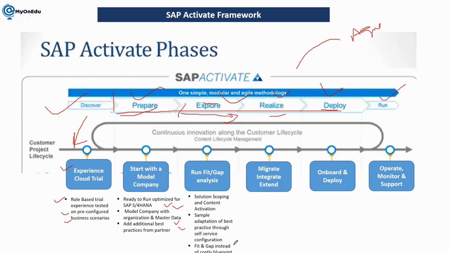Here we will do the fit and gap instead of a costly blueprint. So what we are doing is fitting and finding the gap. We used to call it fit to standard also. It means whatever we have in hand as of now, how it fits your business process, and whatever gap is there, we note it down.